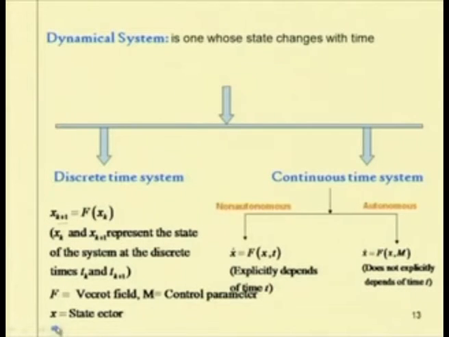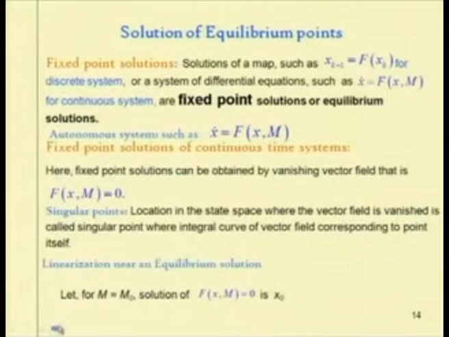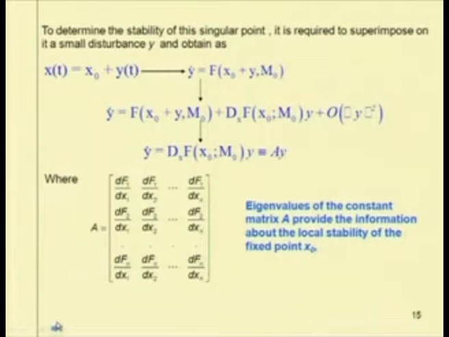For these cases we have already discussed the fixed point by substituting x dot equal to 0. So we can write the fixed point as f(x, m) equal to 0, where m is the control parameter. Either by linearization near the equilibrium position or by perturbing, we can study the stability of the system, by taking a small perturbation near the equilibrium position x 0.